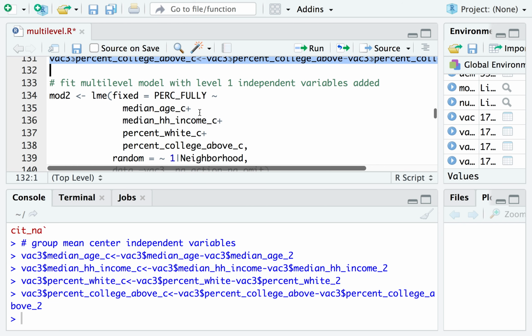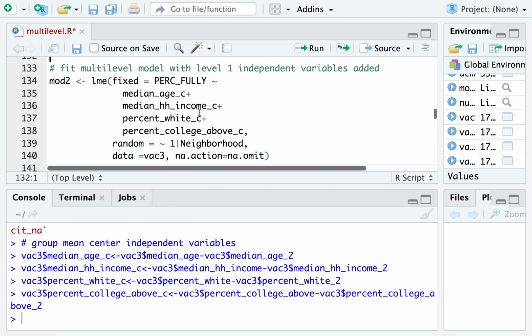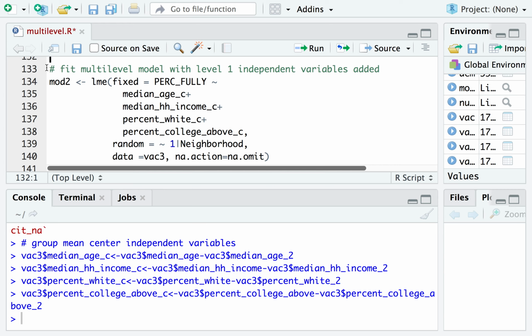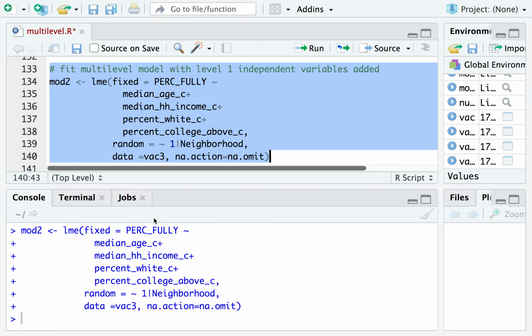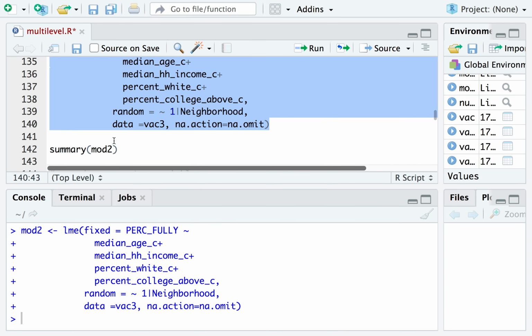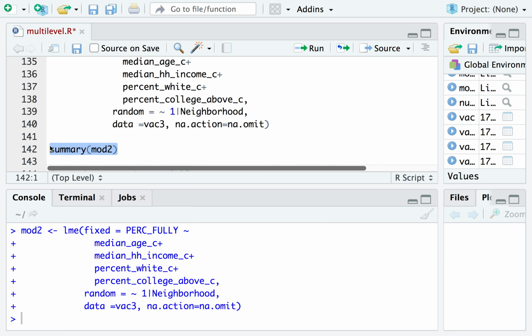And now that I group mean centered all my independent variables, I'll fit my multi-level model. Again, using the nlme function, the fixed variables are the dependent variable and all the independent variables. The only thing allowed to vary across groups is the intercept, meaning that there's a specific different intercept for each group. Now, let's look at the summary for Mod 2, which is my multi-level model.